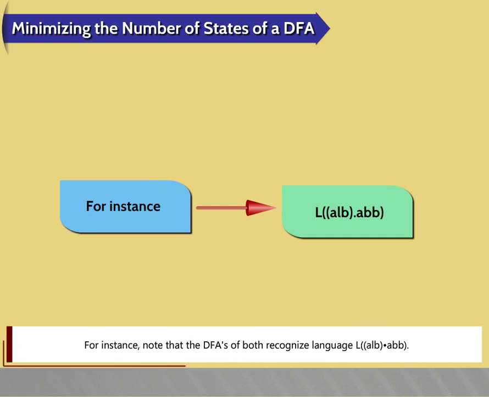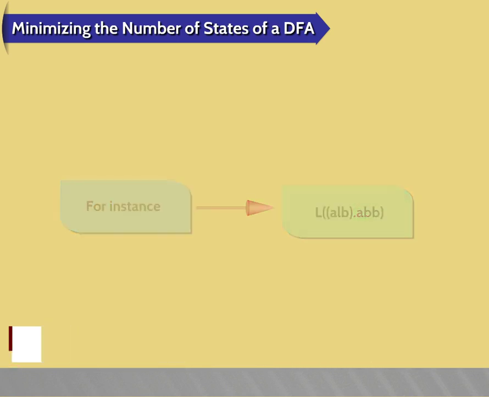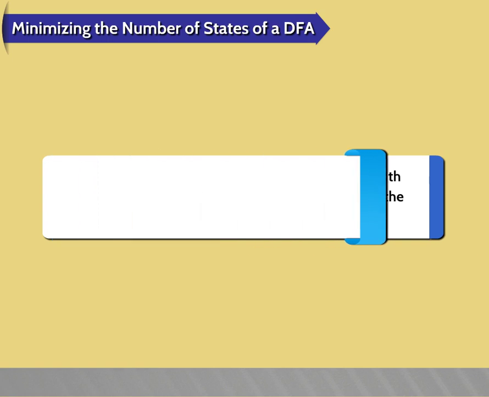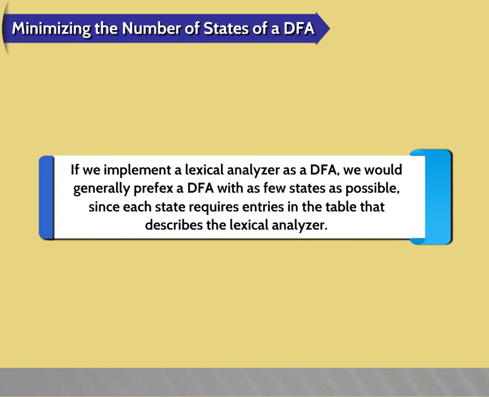For instance, note that the DFAs of both recognize the language L of (a|b)*abb. Not only do these automata have states with different names, but they don't even have the same number of states. If we implement a lexical analyzer as a DFA, we would generally prefer a DFA with as few states as possible, since each state requires entries in the table that describes the lexical analyzer.